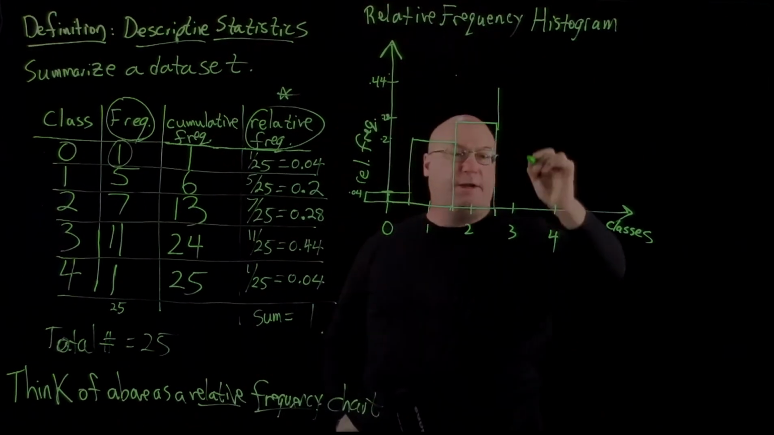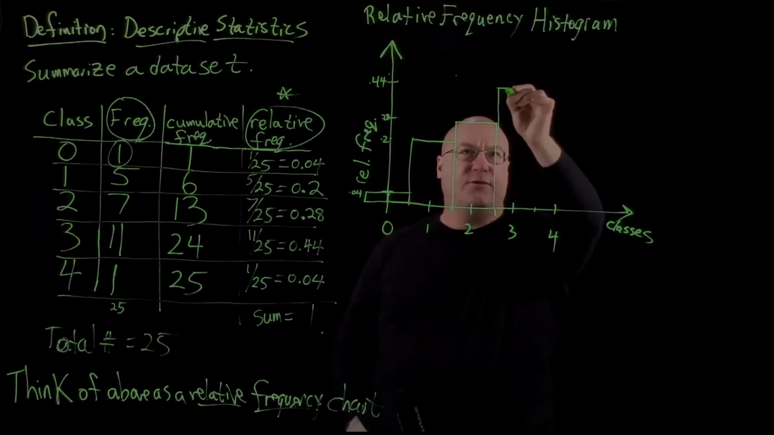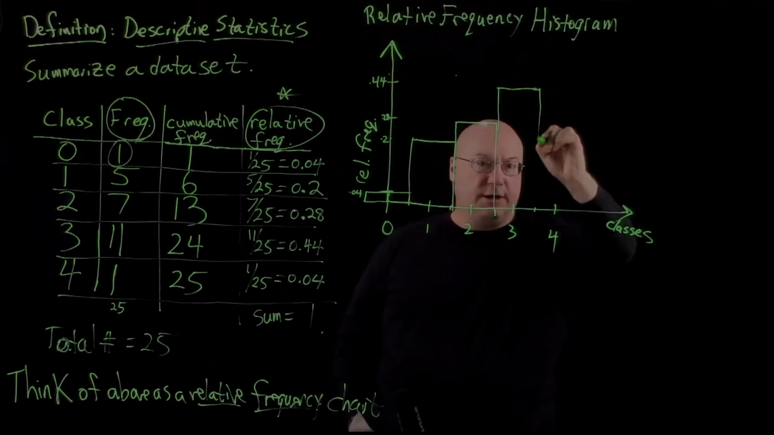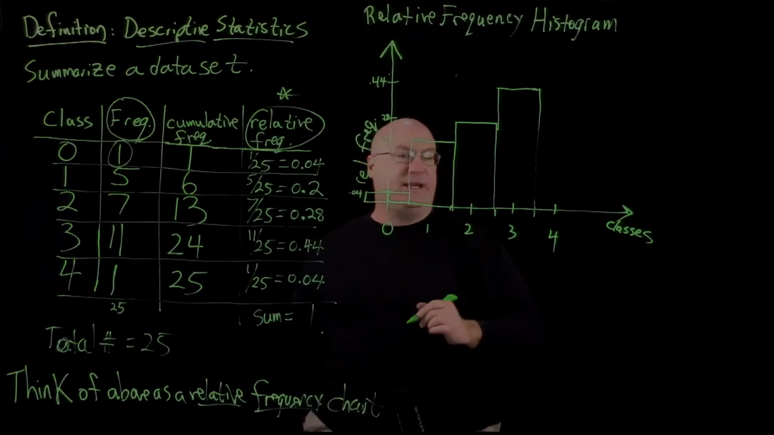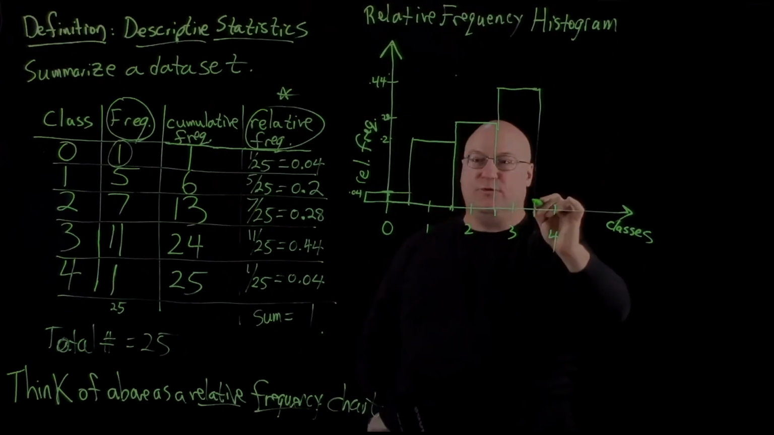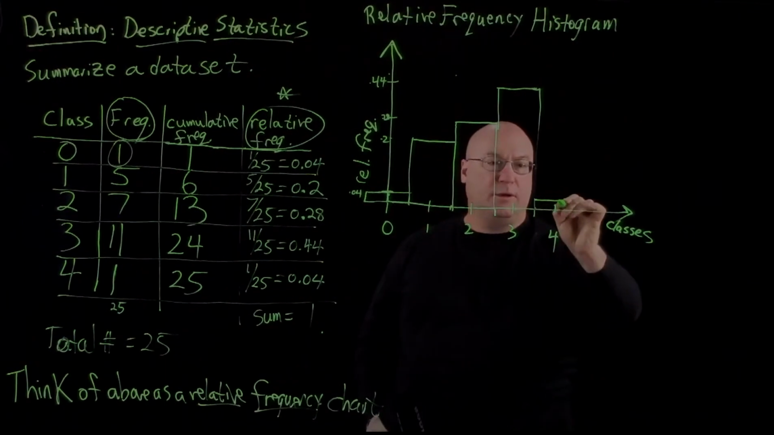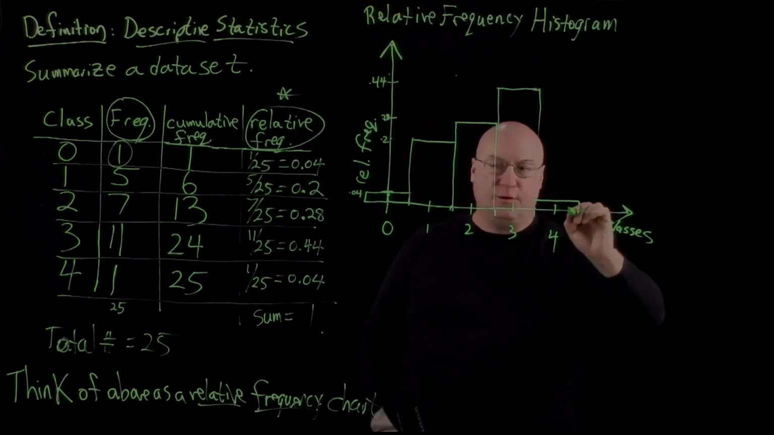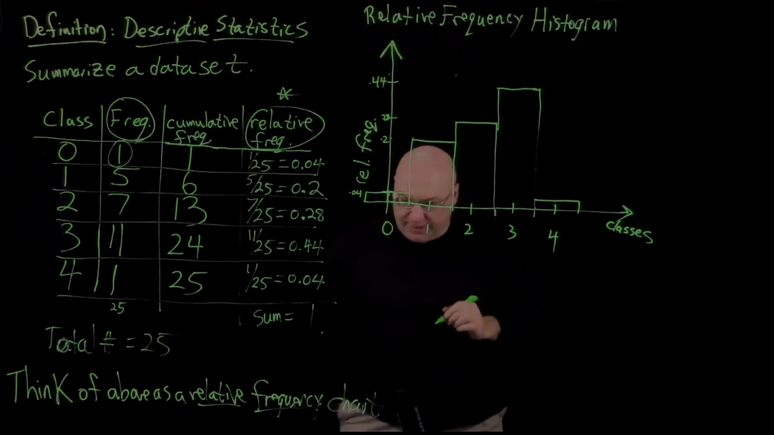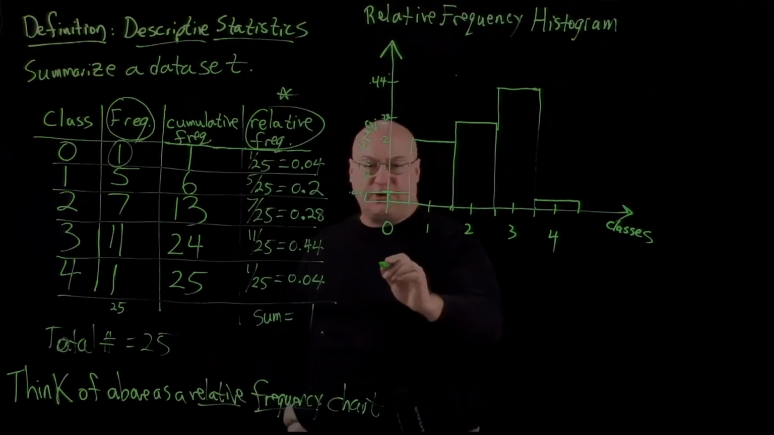0.44. And I go over to halfway between 3 and 4, and down. And then lastly, 4, I'm back up just to 0.04. And over.